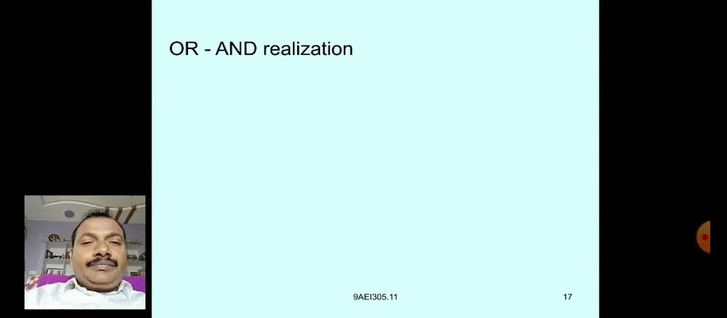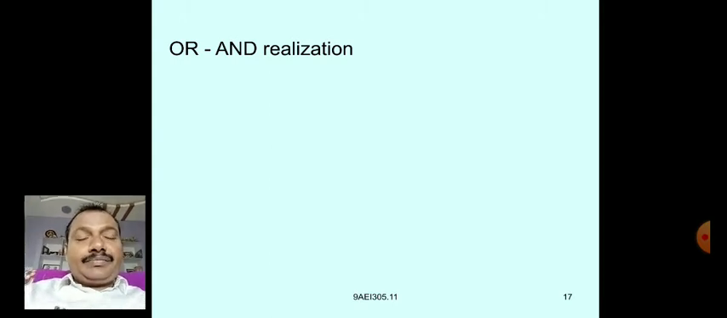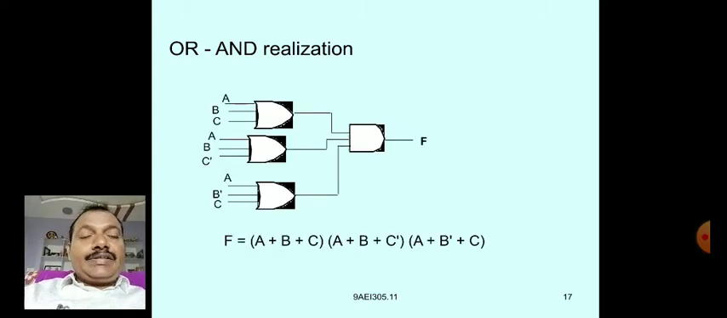In this, with basic gates you can implement. How to implement? Because it is the product of sums, OR-AND realization, because sums are available. Product of sums, so each term is a sum, hence the OR function comes first and the next product is the final AND function. Like this you can implement.